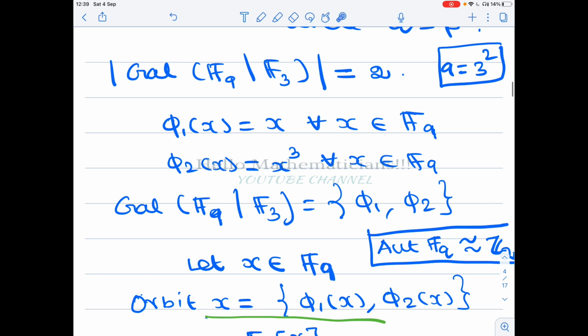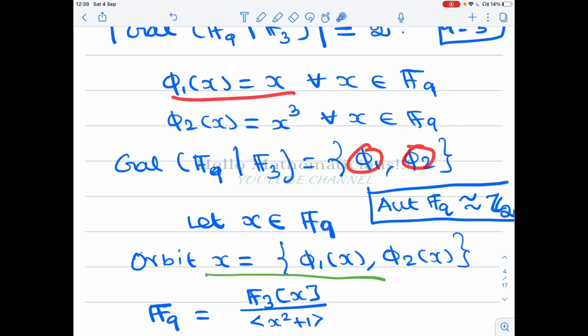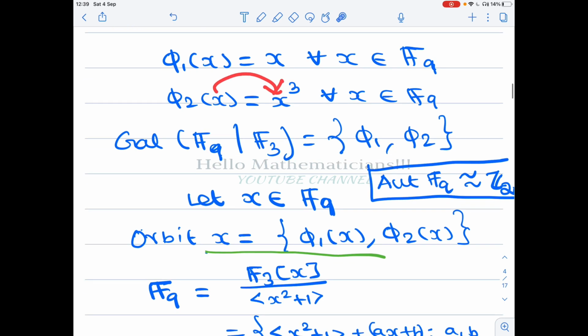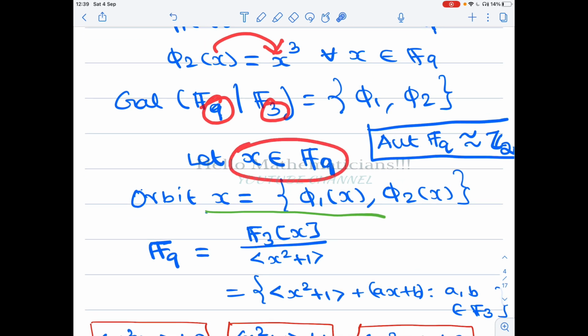Okay, so for the Galois group of Fq over F3, there are only these two automorphisms. So I call them phi 1 and phi 2, where phi 1 is the identity automorphism and phi 2 sends x to x cubed. So this is 9, this is 3. Now we want to count the number of orbits. So I take an x that belongs to F9.